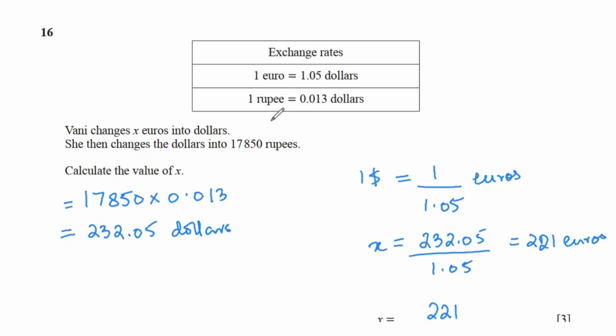Once again, if you notice, they basically told us that she's changing X euros into dollars. And then those dollars were changed into rupees, which was 17,850. So now we're going backwards to find what the value for that X was. So 17,850 rupees are first converted into dollars by multiplying by 0.013. Then those dollars were converted back into euros by dividing by 1.05. So that equals 221, which is the value of X.